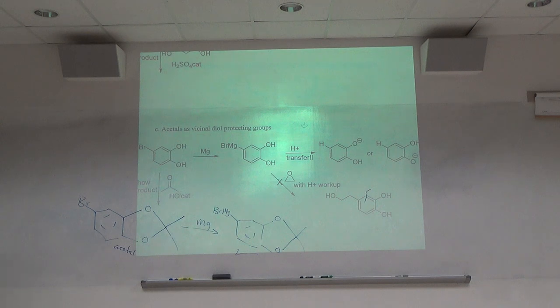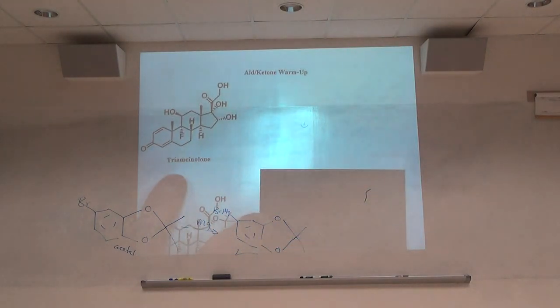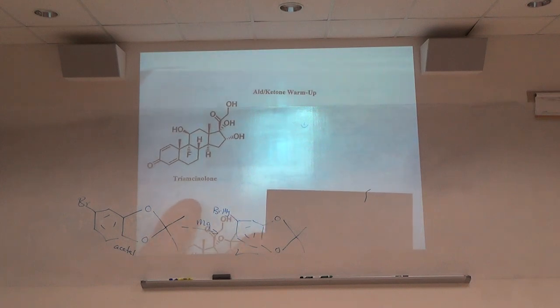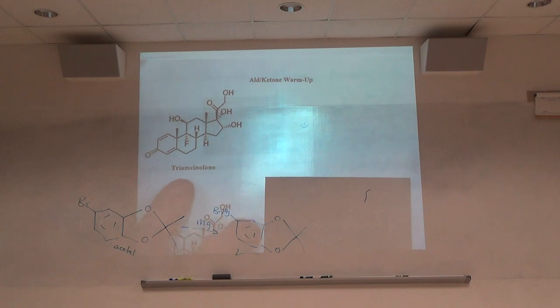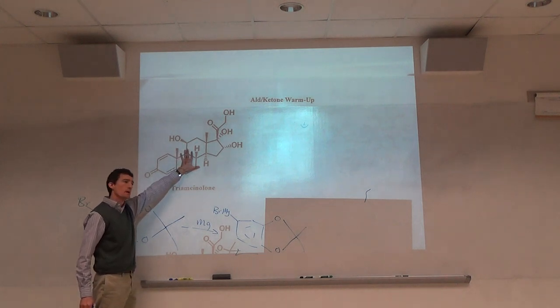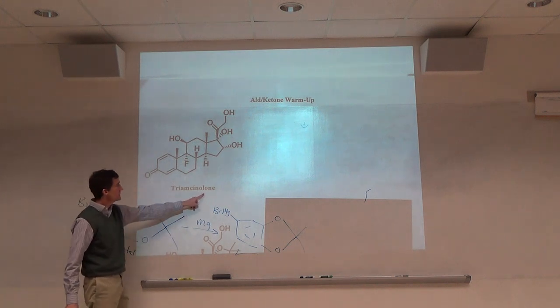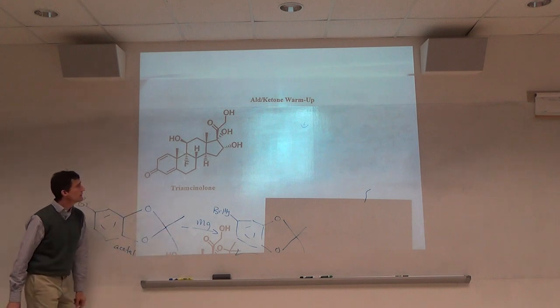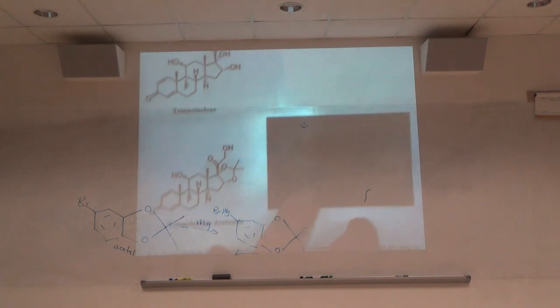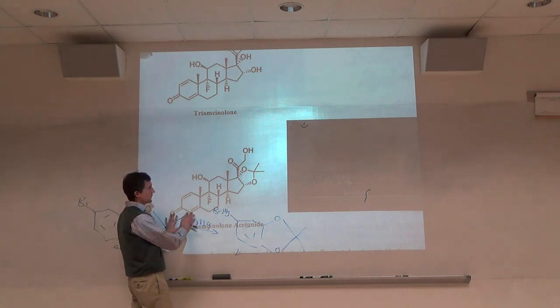How do the protecting groups look? Applications of acetal. It's actually on the warm-up page. There's a couple of drugs. Here's a corticosteroid used for itching, skin itching. So it has a little bit of anti-inflammatory properties. It's called triamcinolone. It's also given in this form, or used in this form.